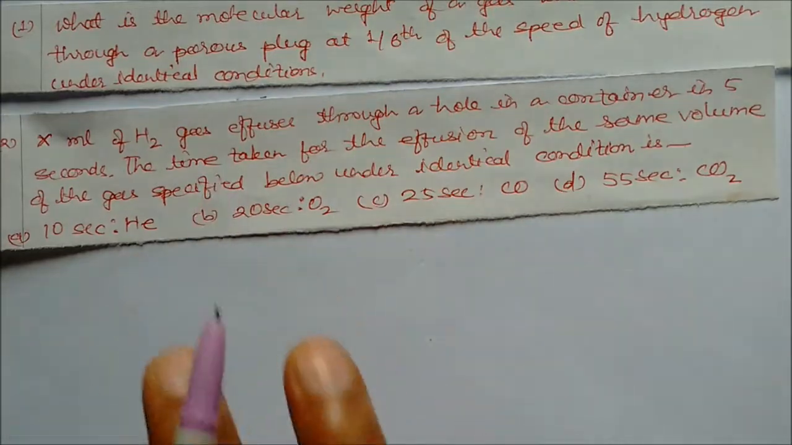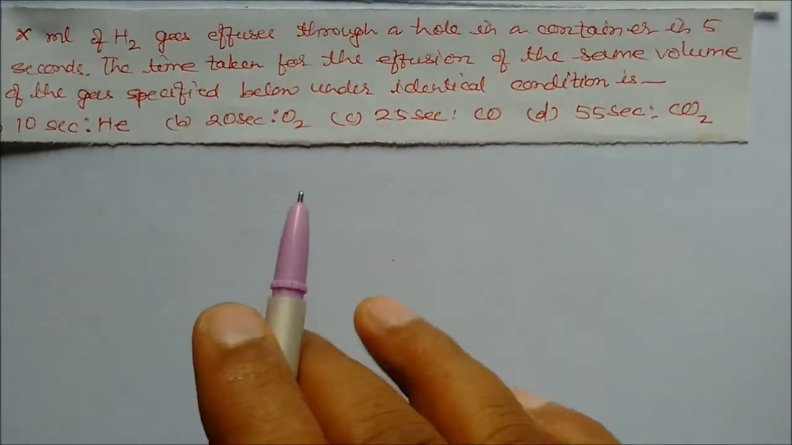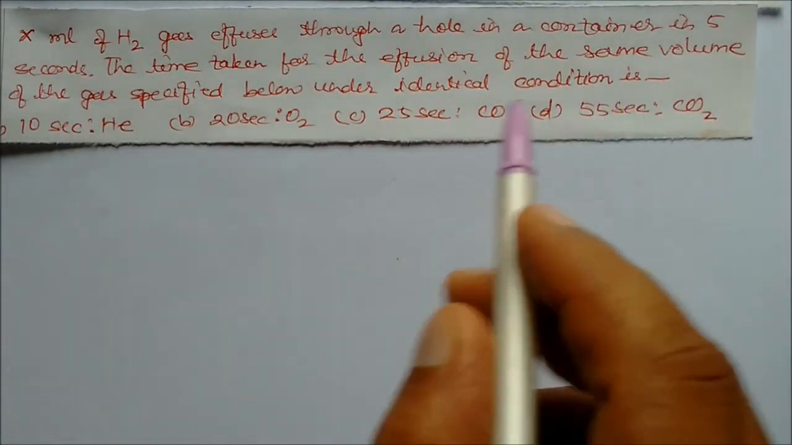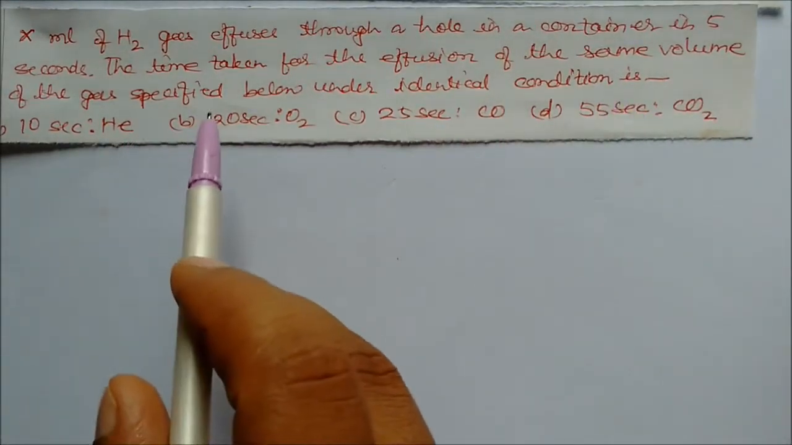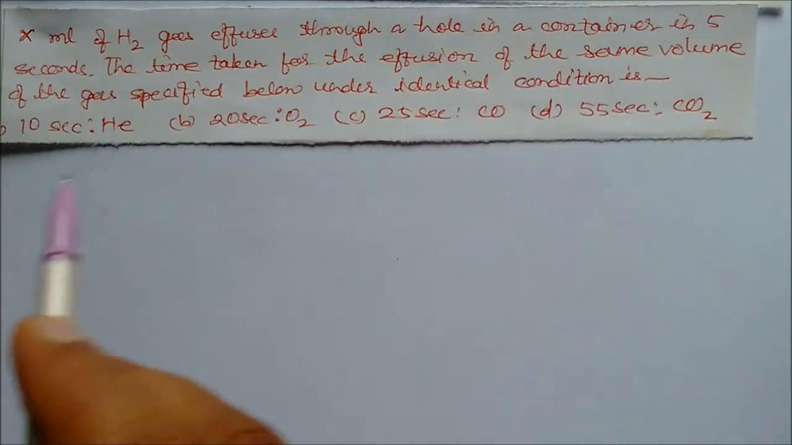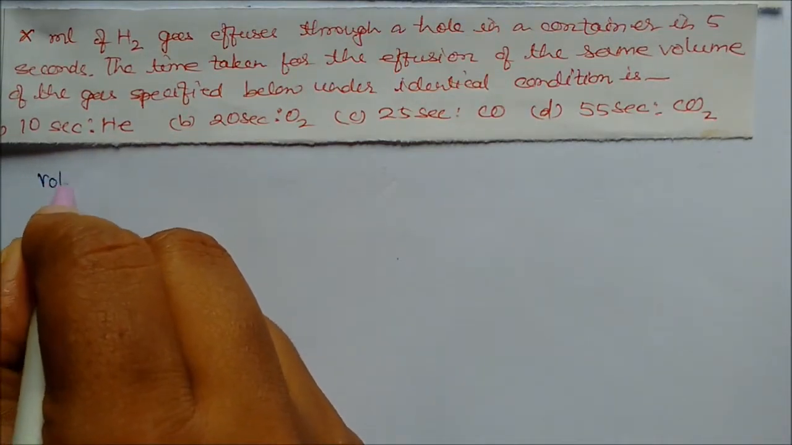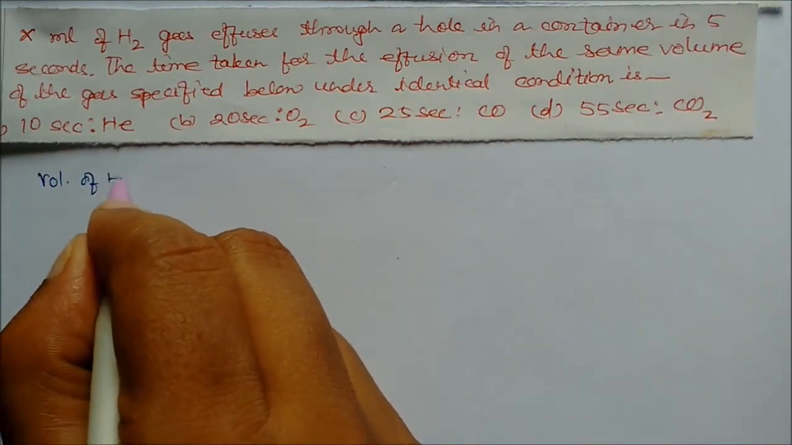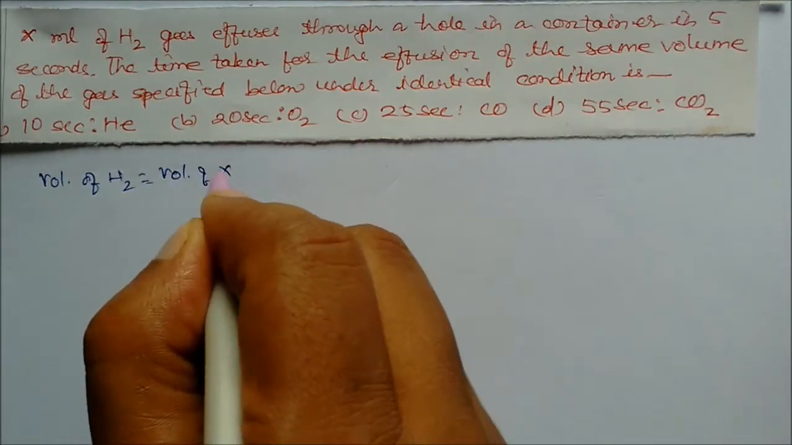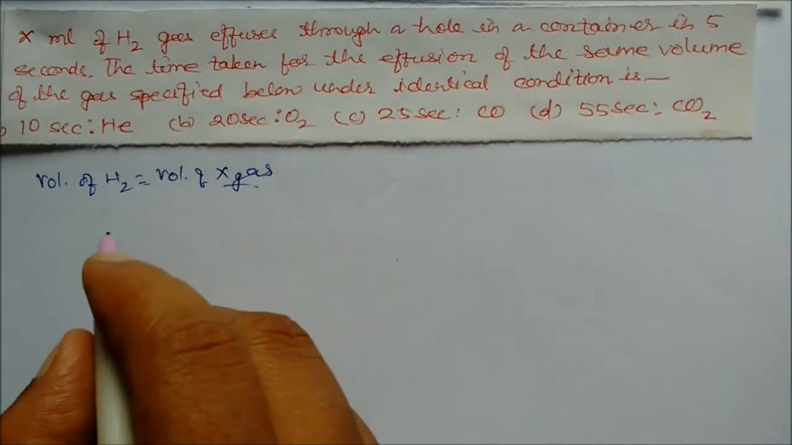Now the next problem. X ml of gas diffuses through a hole in a container in 5 seconds. The time taken for the effusion of the same volume of the gas specified below under identical conditions is. So again we will use the same formula. Again we know that the volume of hydrogen gas is equal to the volume of X gas, so both are equal to each other.